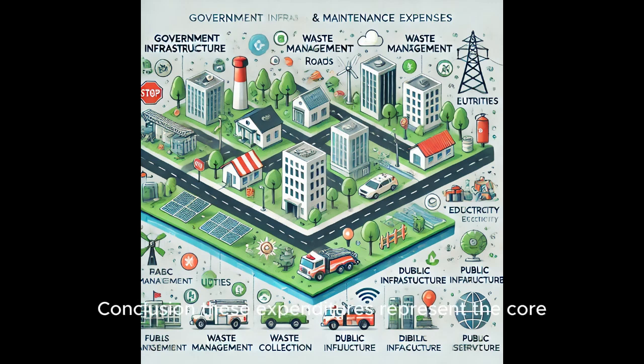Conclusion: these expenditures represent the core financial responsibilities of a government to maintain infrastructure, provide essential services, and ensure public well-being. In addition to these ongoing costs, governments also allocate budgets for expansion projects, technological advancements, and emergency response initiatives. Proper management of these expenses is critical for a well-functioning and sustainable city.